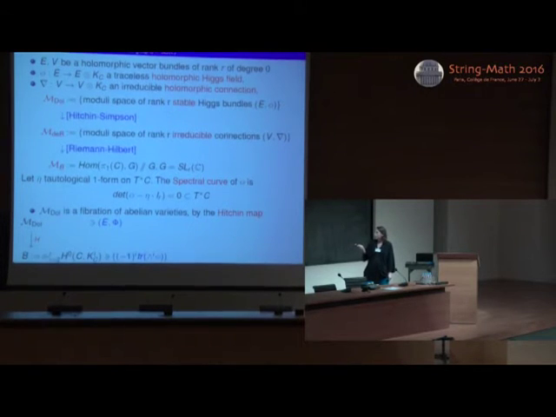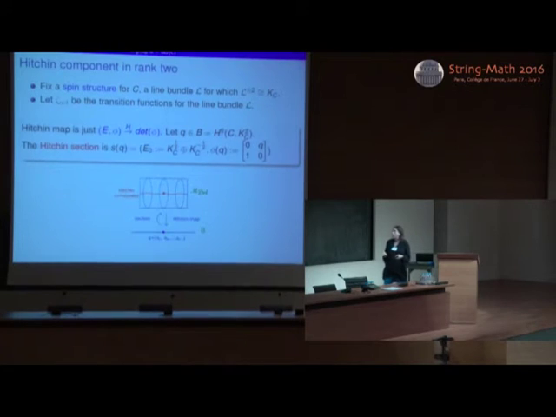So this is the spectral curve of the Hitchin fibration that Laura Shaposnik also introduced, as a characteristic polynomial inside the cotangent of C. And the Dolbeault moduli space is realized as a fibration of abelian varieties by the Hitchin map, where we just take all the coefficients of the characteristic polynomial and make a vector out of it, where all the entries are just sections of the pluricanonical. So we will construct a section of this fibration of abelian varieties. And this is the Hitchin section, or Hitchin component in rank 2.